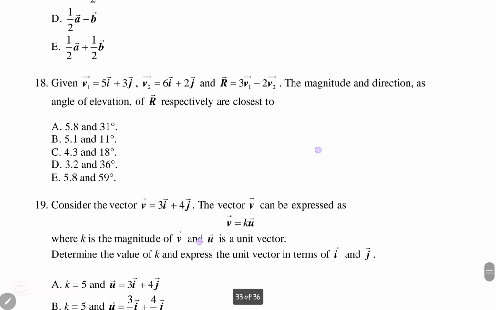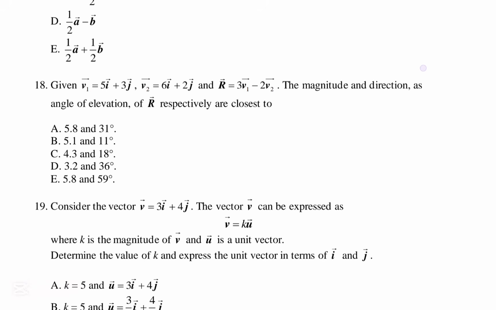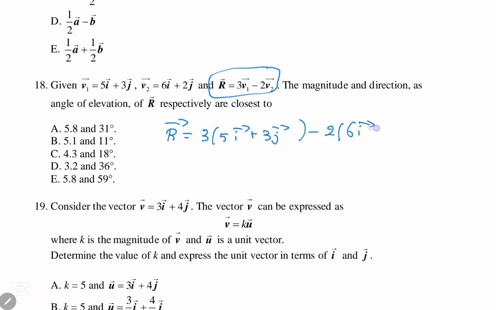Okay? We'll now move on to question 18. What does it say? Okay, question number 18. They want the magnitude and the direction. They gave us V1 and V2 and they gave us R. They want the magnitude and direction as angle of elevation of R respectively. So for R, we need to substitute V1 and V2. So R would be equal to 3 times V1, so 3 times 5i plus 3j, minus 2 times V2, which is 6i plus 2j, right? So let's expand and solve.